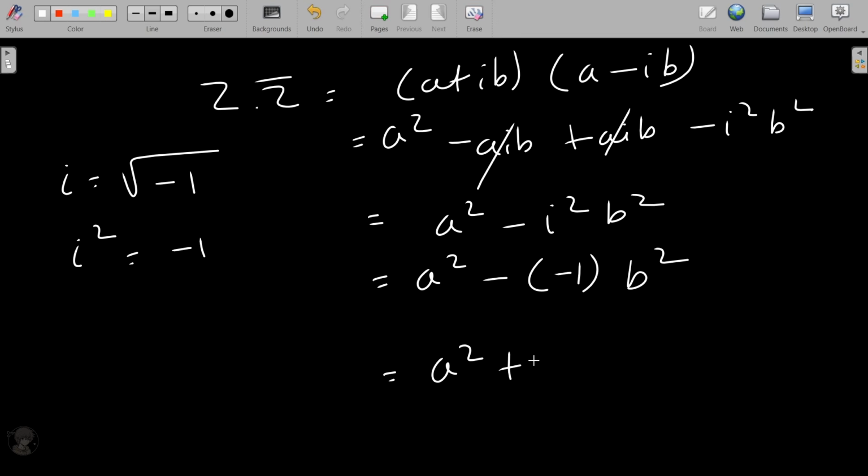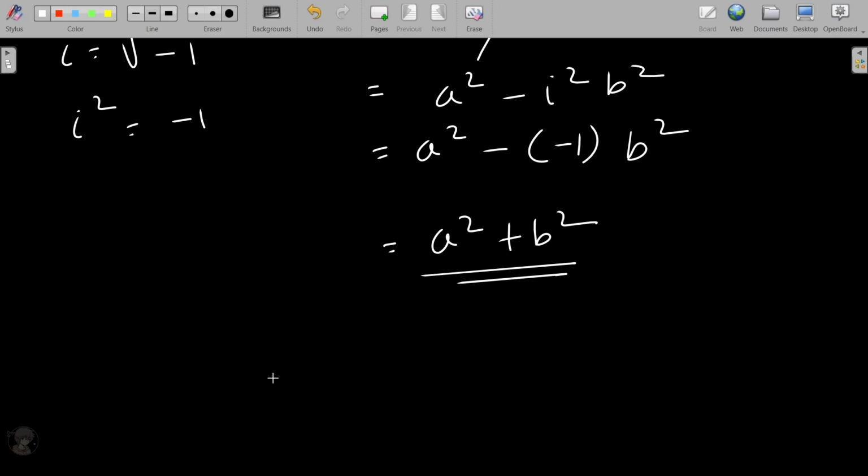So a square plus b square remains. The final result is a square plus b square. We found this by multiplying z with z conjugate. So now we can write it as modulus z square equals z multiplied by z conjugate equals a square plus b square. As you can see, there is no imaginary part that remains here because it cancelled out earlier. I hope you understood why the imaginary part disappeared, because it cancelled during multiplication.